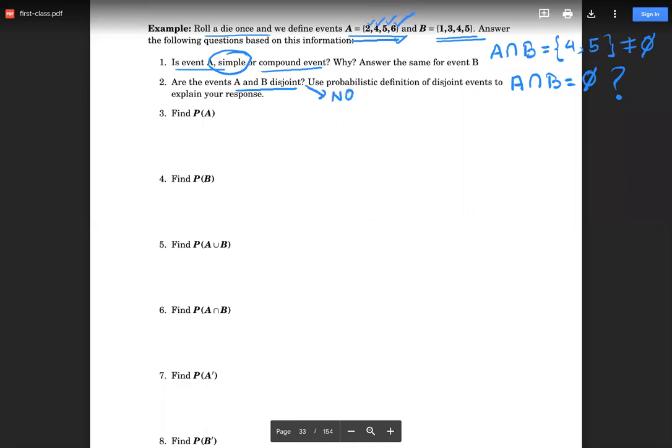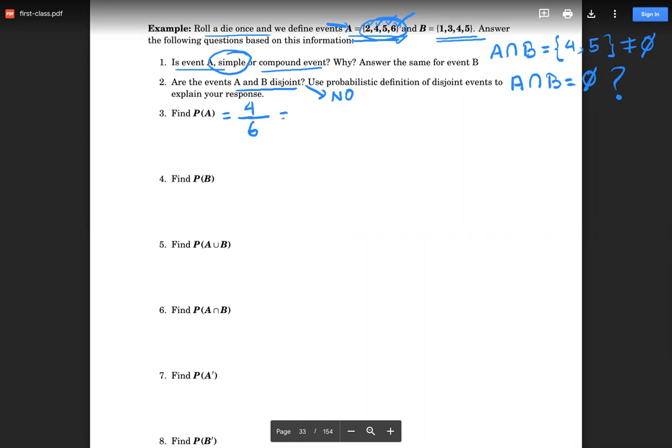Let's find the probability of A. If you roll a die, what is the probability that you will get A? How many ways can A happen? 4 different ways. That means if you get a 2, 4, 5, or 6, you will get an A, right? Event A will happen. If you roll a die, and 2, 4, 5, or 6 shows up, then event A has happened. So that has to be divided by the number of simple events, which is 6.